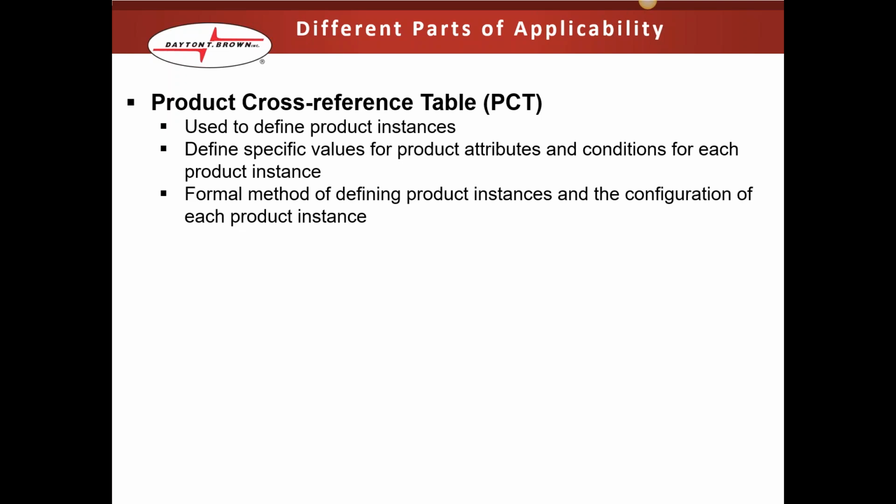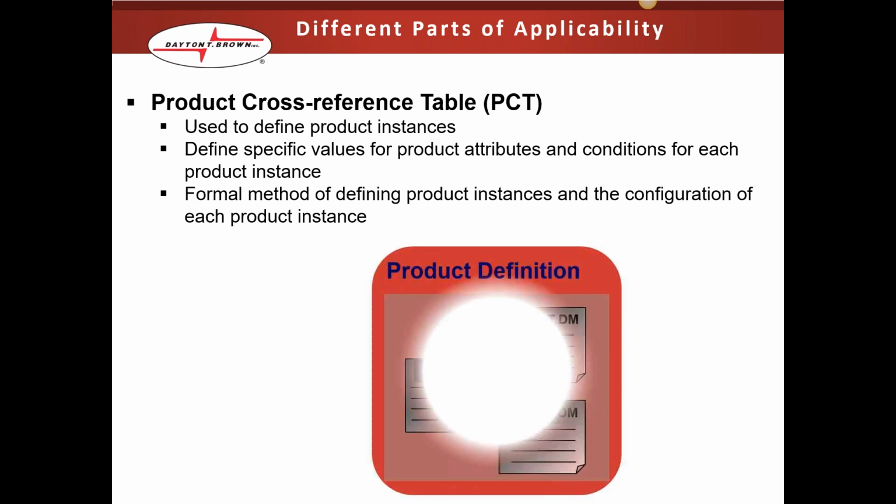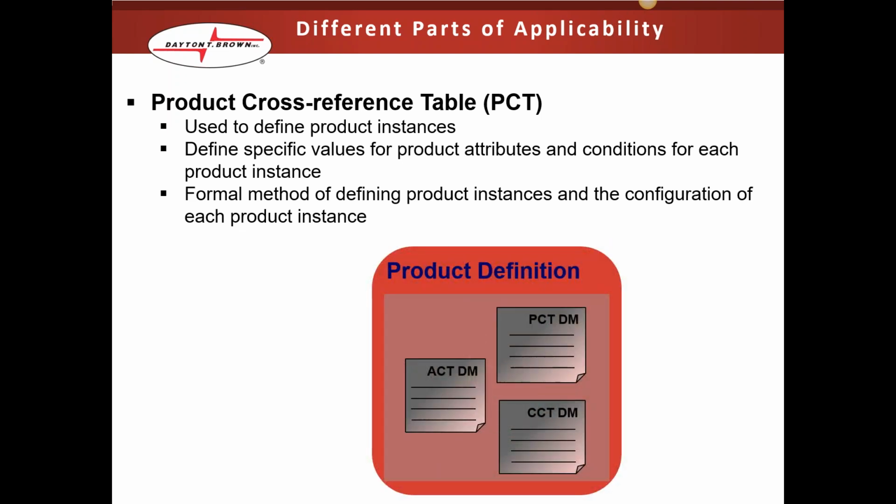All right. I'll save that comment for later on. But really, and you've heard me say this before about product definitions, the ACT, PCT, and CCT are really defining the product, right? And all the different pieces and attributes that go with it. So all these things must work together. You can't have one without the other.